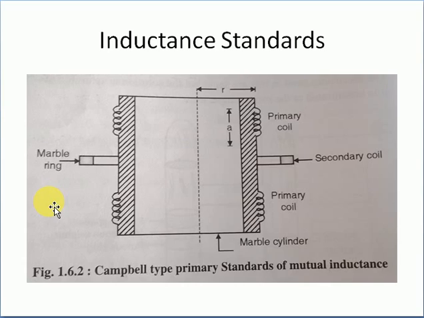So therefore normally primary standards of self inductance are very rarely prepared, and the primary standard of mutual inductance is taken as the primary standard of self inductance. Okay, this is the primary standard, and secondary and working standards of self inductors are constructed so as to have a nominal value which is a simple fraction of 1 Henry.